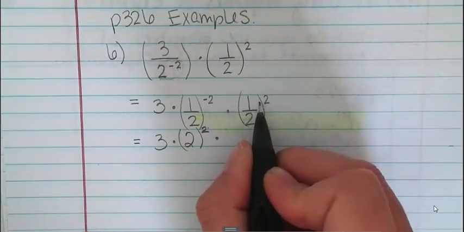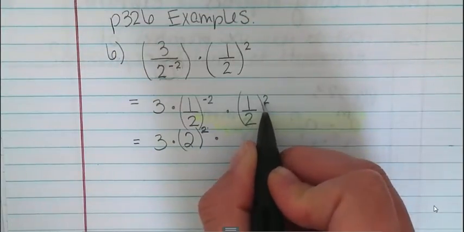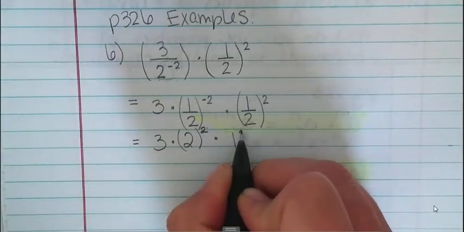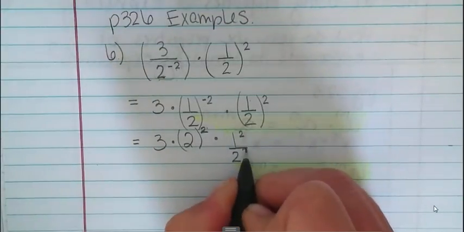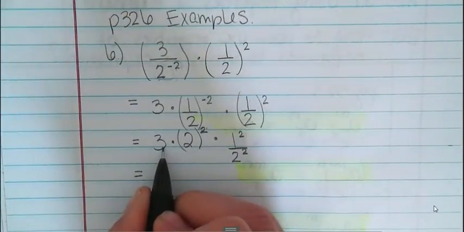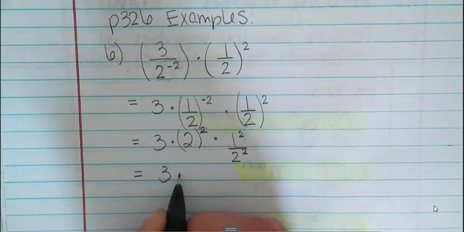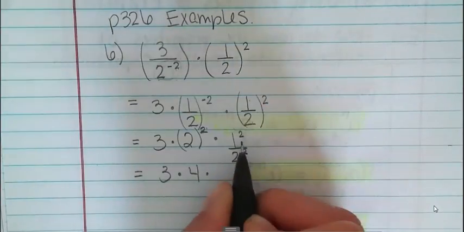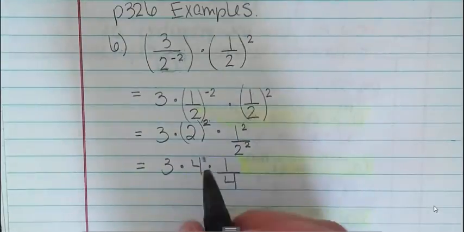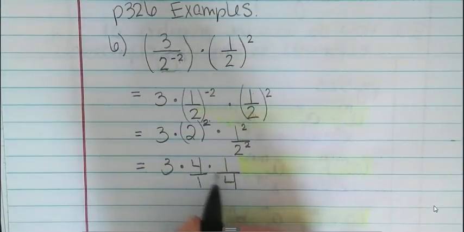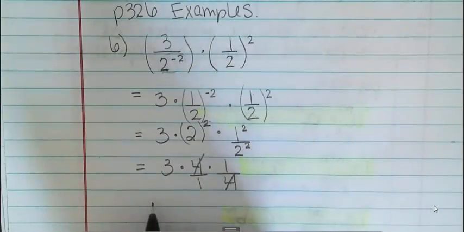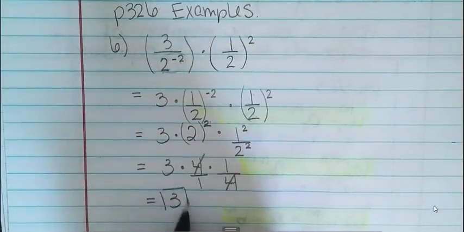And then this is a quotient being raised to a power, so both the numerator and denominator get squared. So this would be 1 squared over 2 squared. So this becomes 3 times 4 times, it looks like, 1 over 4. And because this is all multiplication, I see common factors in numerator and denominator, so those reduce to 1s. And I'm just left with 3.